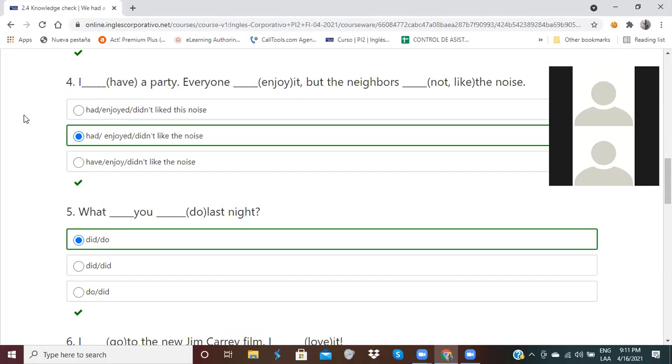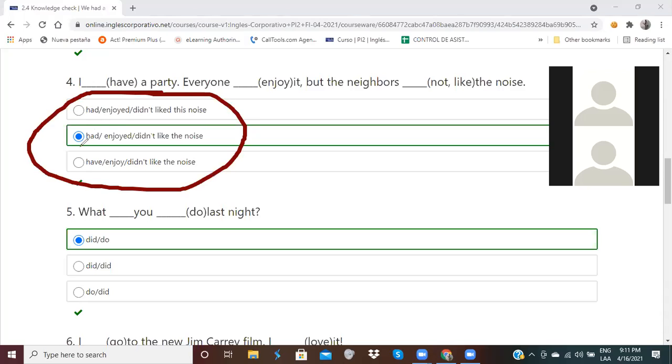I had a party. Everyone enjoyed it, but the neighbors did not like the noise. Here is the answer. This one.